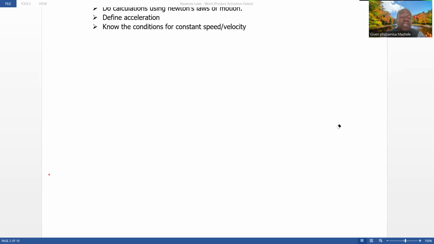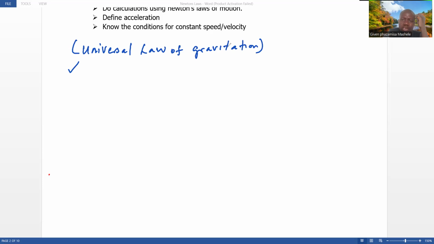Then Newton's third law states that if object A exerts a force on object B, then object B will exert a force on object A of equal magnitude but in opposite direction. So the one that I was just talking about is Newton's third law of motion. Let's now move on to the universal law of gravitation. It's much related to Coulomb's law, but not necessarily the same. I'm just saying it's related to Coulomb's law.